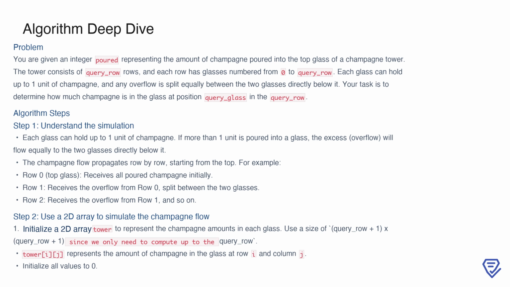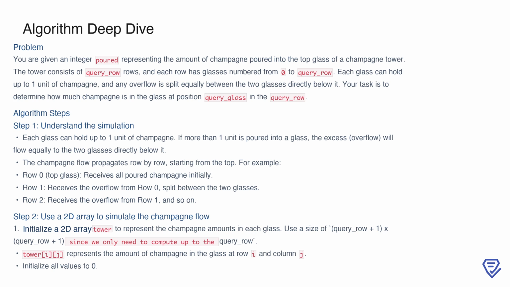The problem involves simulating how champagne flows in a triangular tower of glasses. At the top level, you start by pouring a specific amount of champagne into the single glass. Each glass in the tower can hold a maximum of 1 unit. Any overflow from a glass splits evenly between the 2 glasses directly below it in the next row. This process continues row by row, and your goal is to determine how much champagne ends up in a specific glass, identified by its row and column.